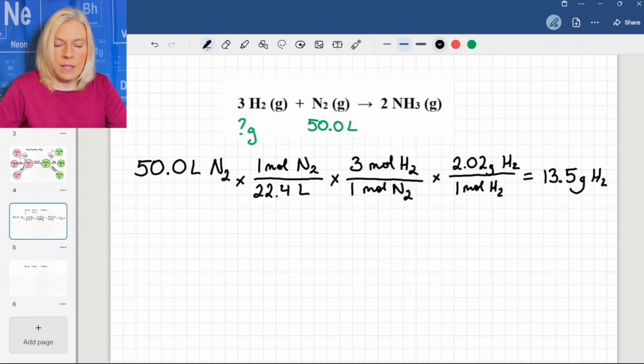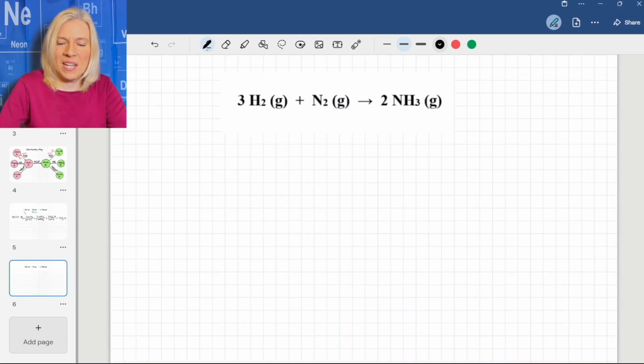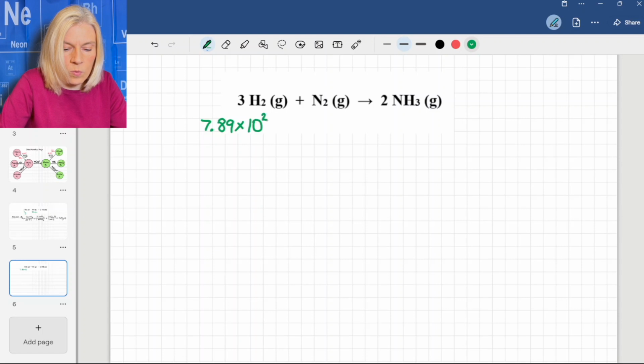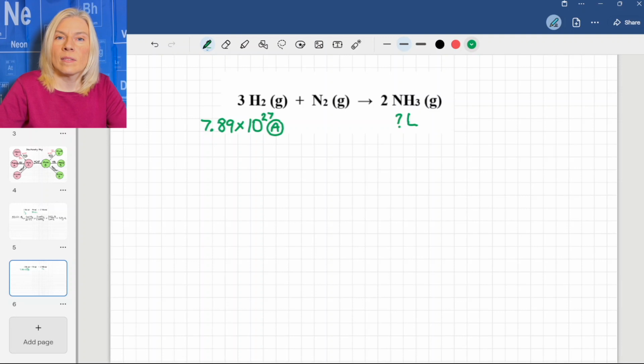All right. I think we're going to go a little bit harder. So same reaction, but here is the question. What if I have 7.89 times 10 to the 27th atoms of hydrogen? How many liters of ammonia gas can I make? Wow. Okay, let's go to our map.